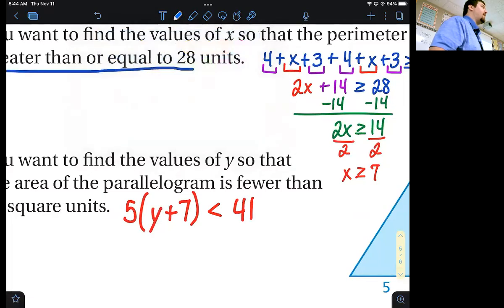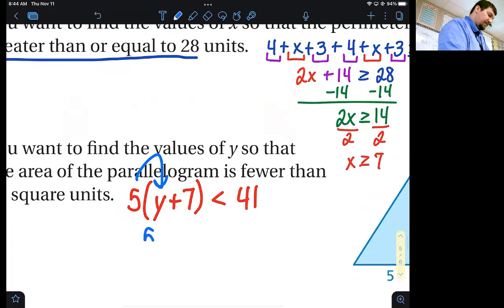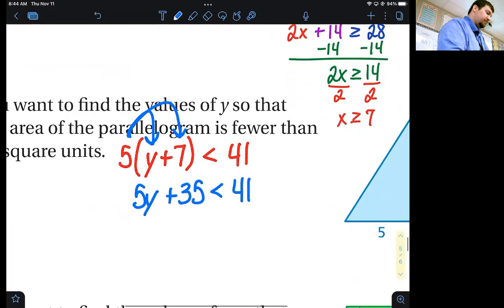So we're going to take the 5 in front of the parentheses and distribute it. Hannah Lindley, it's 5 times y. 5y. And 5 times 7? 35. You didn't need your calculator for that, did you? No. Still nice to have it though, because I think we might need it later.